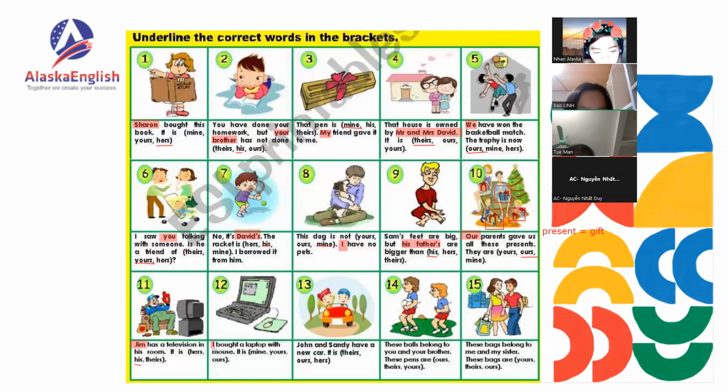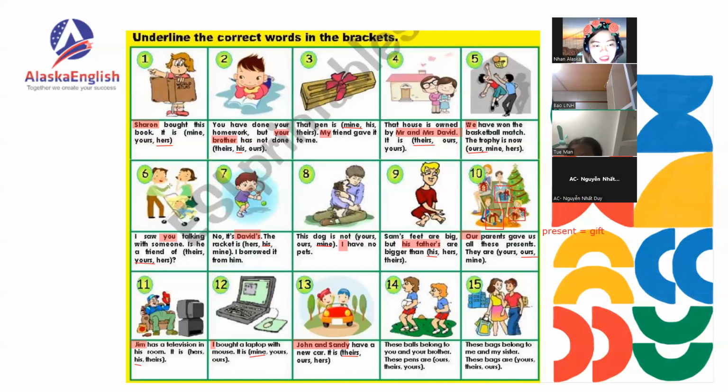I bought a laptop with a mouse. It is mine. Good. Next one, 13. Tuiman. John and Sandy have a new car. It is theirs. Oh, we always forget the S on the end. It is theirs. Okay, they. Very good.